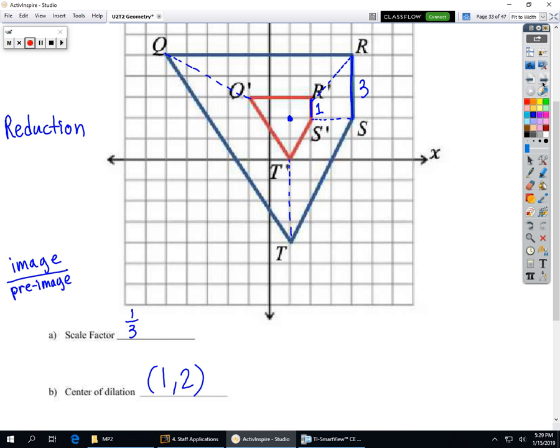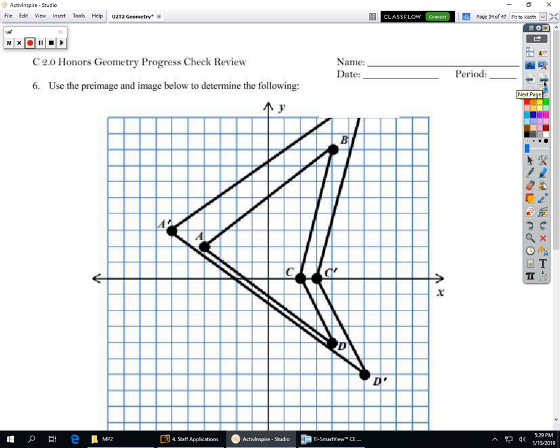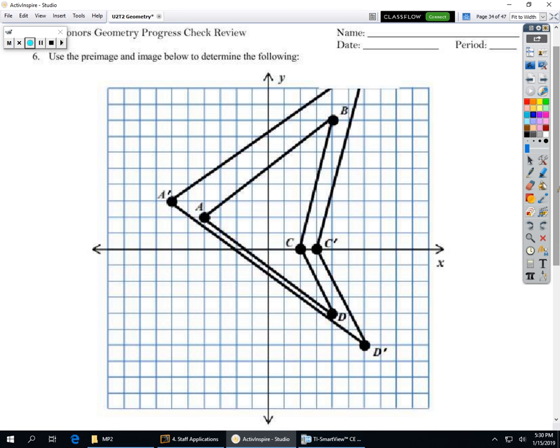All right. Another dilation. This one, they've got a piece that's missing. Pre-image and image to determine the following. The pre-image is the smaller one. The image is the larger one. So from smaller to larger. This is called an enlargement.